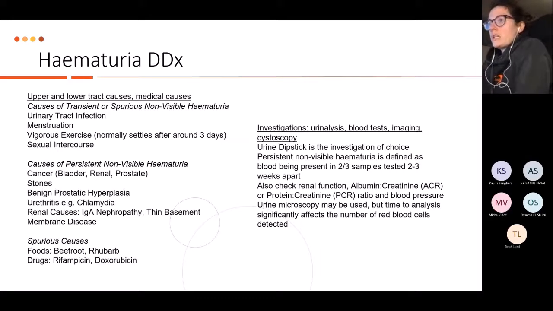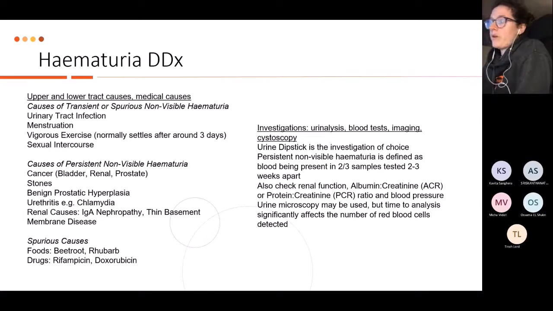Things that can cause it, but it persists. One is cancer, and that can be in the bladder, in the kidney, or in the prostate. There are other things: kidney stones, BPH, more chronic infections, or intrinsic renal issues. And then you get your spurious causes, always to be aware of. It's worth asking patients, have you eaten things like beetroot, rhubarb? Rifampicin, which is for TB treatment. If you've ever seen it, it's literally bright red, and it legitimately makes your fluids bright red. And doxorubicin is another one.